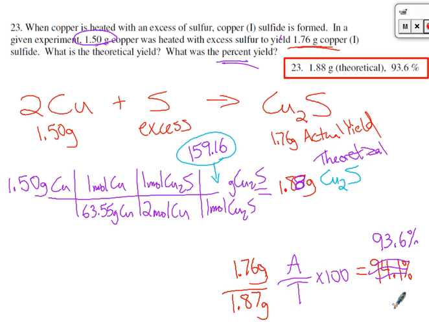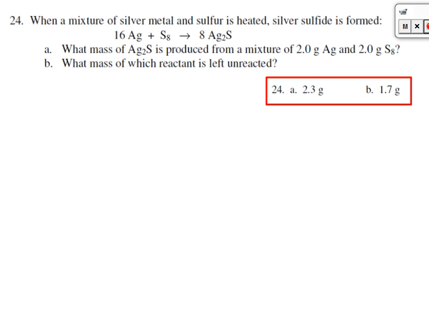Anyway, let's go on to the next question, 24. Similar idea: silver and sulfur is heated to make silver sulfide. This time at least they gave us the equation because it's a kind of a weird one. Sulfur makes these octagon rings with itself, which is kind of different compared to a lot of other elements. But anyway, what mass of silver sulfide is produced from a mixture of 2 grams and 2 grams?